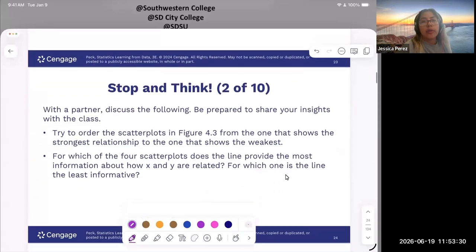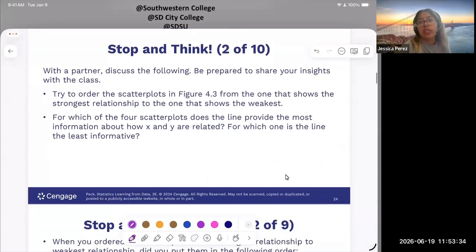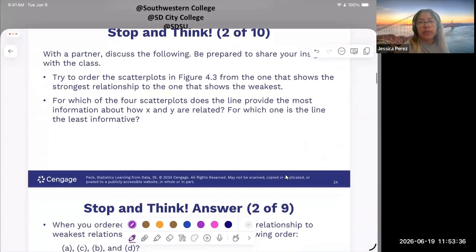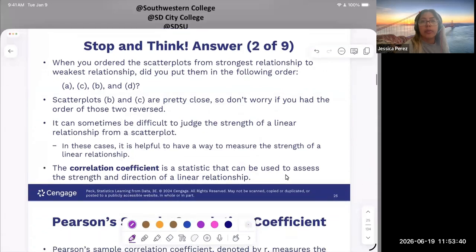So try to order which one shows the strongest relationship to the weakest. We just talked about that. For which of the four is there the most information between x and y? Well, we saw that A, C, B, and D is the order. So letter B and C are pretty close.